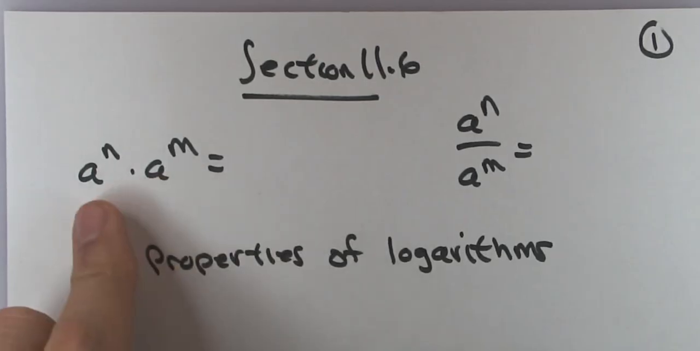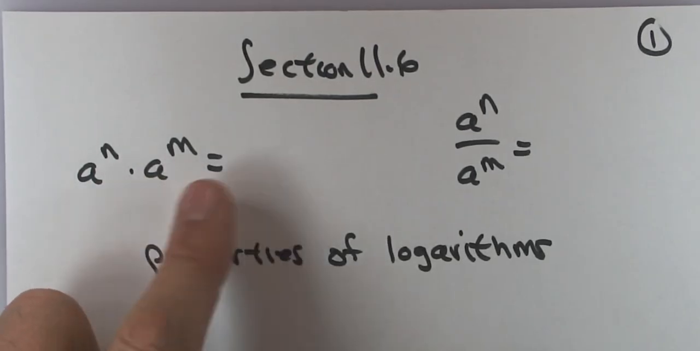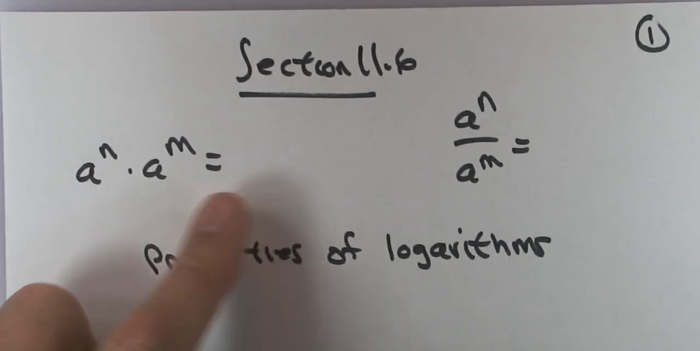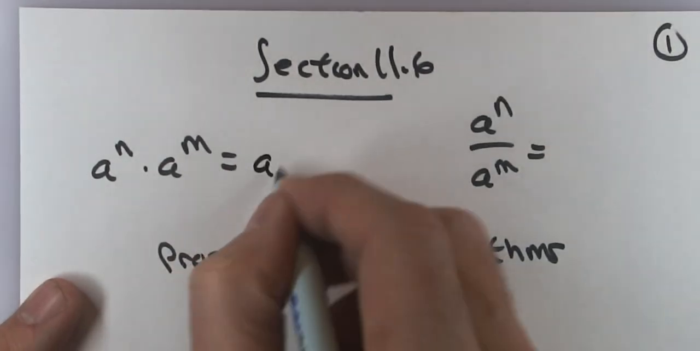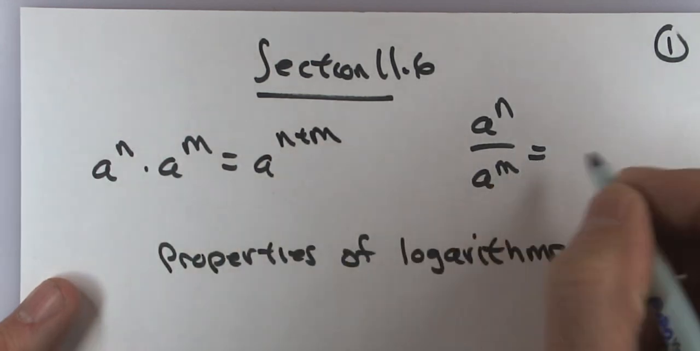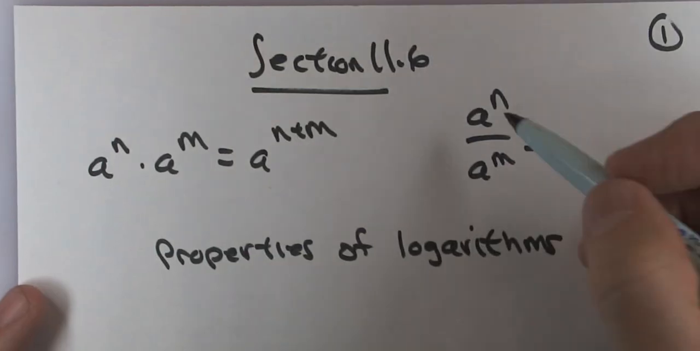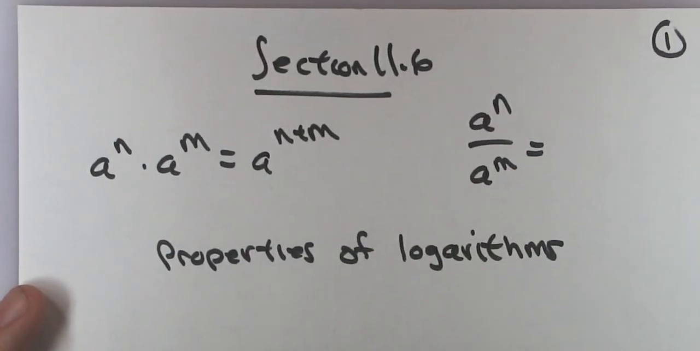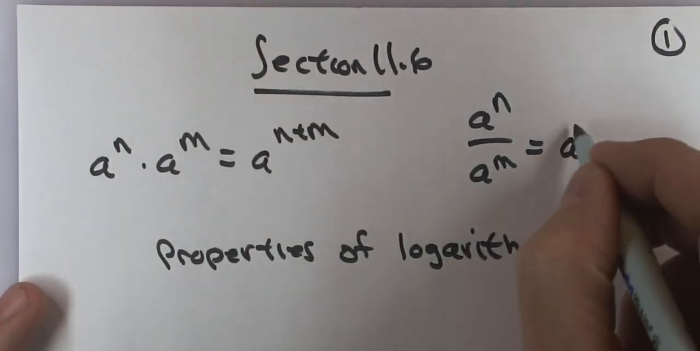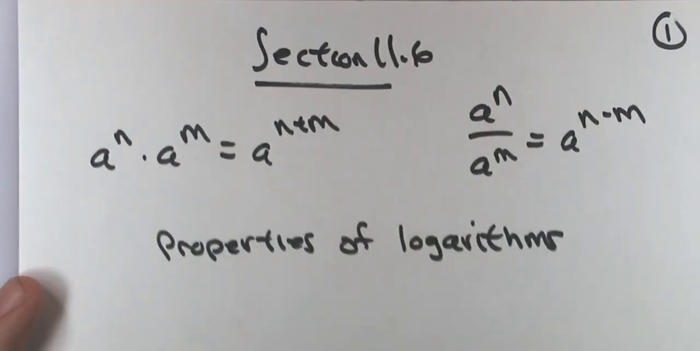Who could start me out here? When we multiply things with the same base, what do you do with their exponents? Add them. Thank you. A to the n plus m. And how about dividing things? Cancel them? Ooh. Subtract would be better, yeah. A to the n minus m.